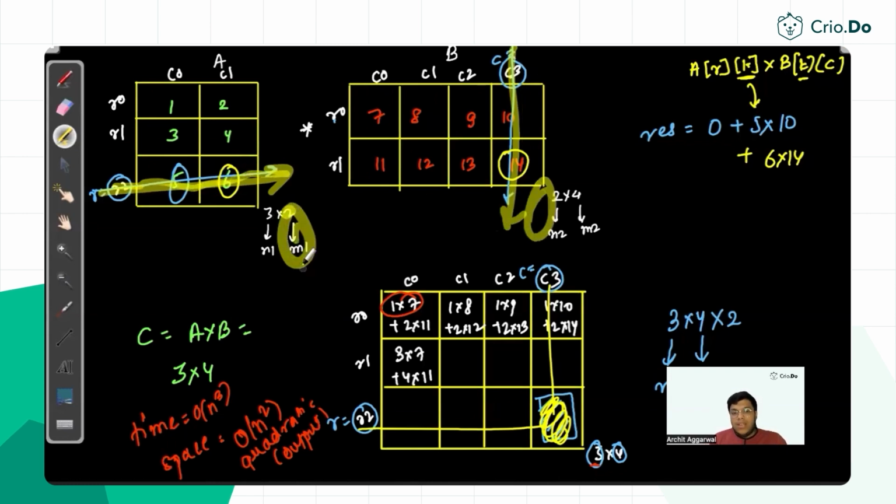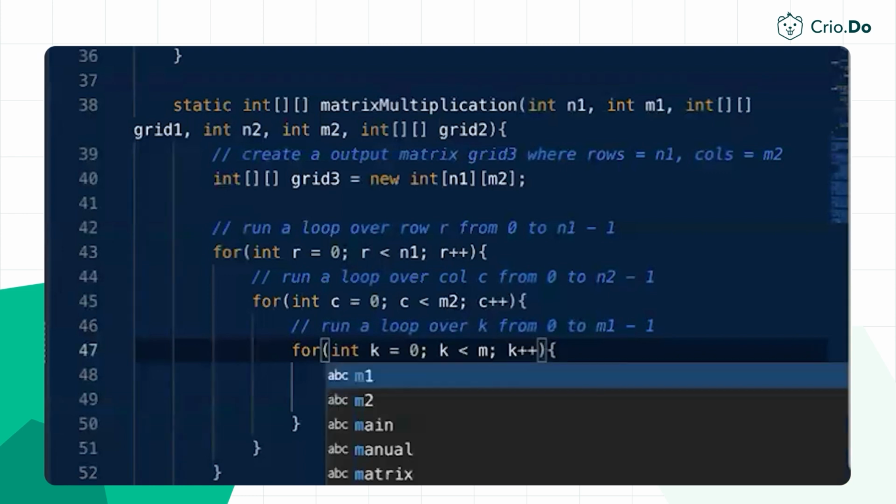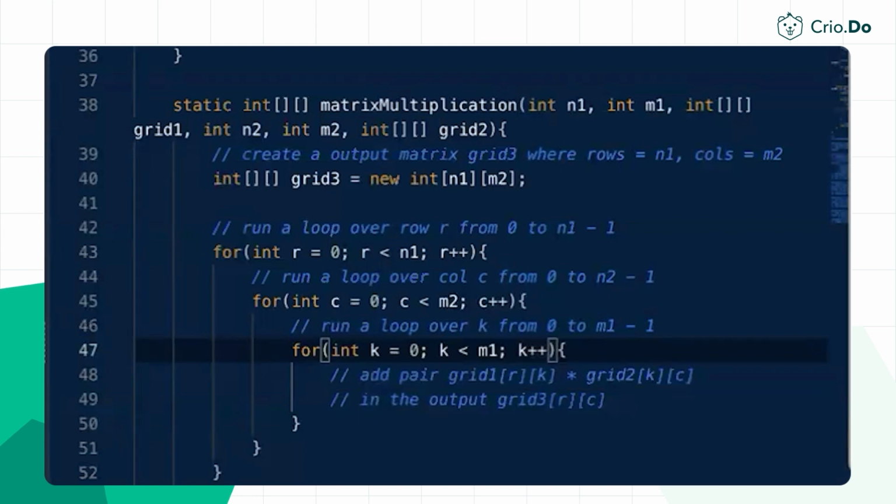2 and 2 was common. So either you can take m1 or you can take n2. Both are equivalent. It will be correct using any of those two variables. So for now, I'm taking m1. And again, you have to just run the loop till less than m1. That is m1 minus 1 is the last index.